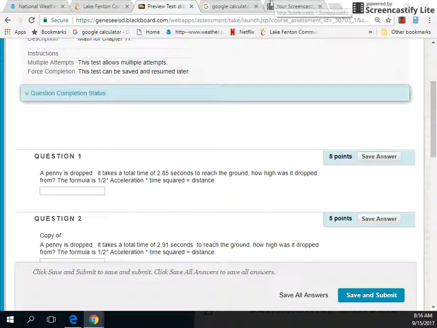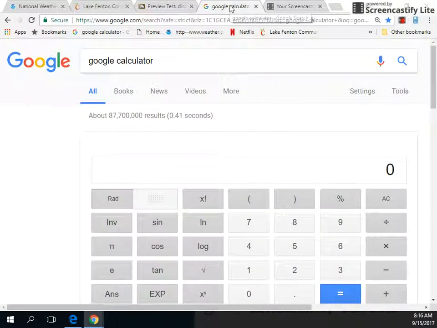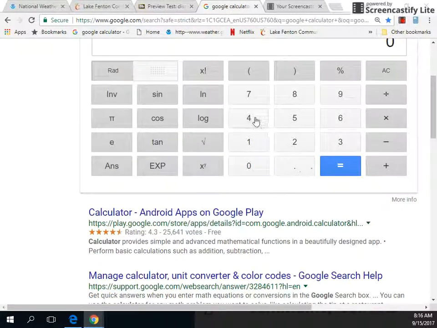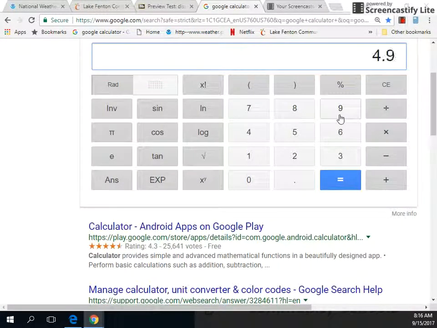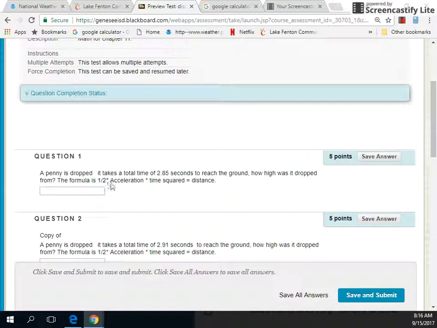And then what we're going to do is remember that the acceleration of gravity is 9.8, and we can halve that, so that would give us what? 4.9. So all we do, and if you look, this is a multiplication problem. So on Google Calculator, you can go 4.9 times, because that is 1/2 acceleration, 2.85 squared.